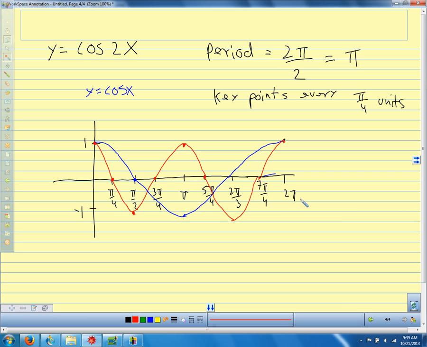Questions on that? So the amplitude, the number in front, gives us a vertical stretch or compression. The number inside here changes our period, gives us a horizontal stretch or compression. So all the problems today have to do with just stretching vertically or horizontally. We're not going to get into shifting vertically or horizontally until tomorrow. I wanted us to practice with this a little bit first.